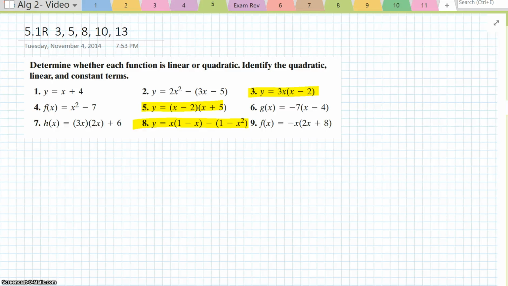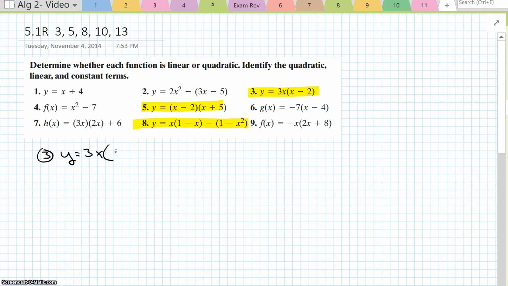Chapter 5, Section 1 Review. Number 3. Determine whether each function is a linear or quadratic and identify the quadratic, linear, and constant terms. So number 3 looks like this. Y equals 3x times x minus 2. So we're going to distribute the 3. So y is going to be 3x squared minus 6x.